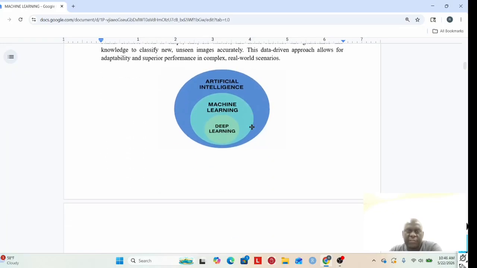So, in simple terms, if we graphically represent machine learning, we realize that the bigger circle is what we call artificial intelligence, and within it we have machine learning, and within machine learning we have deep learning. Remember, we said deep learning involves the use of neural networks. But generally, machine learning and deep learning are both subsets of what we are calling today artificial intelligence.